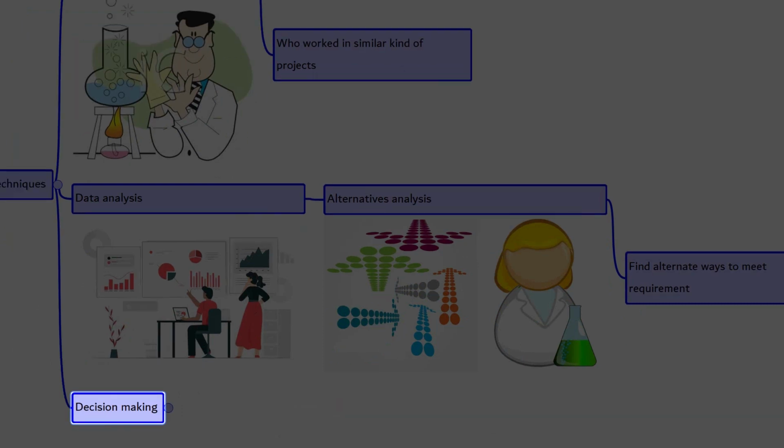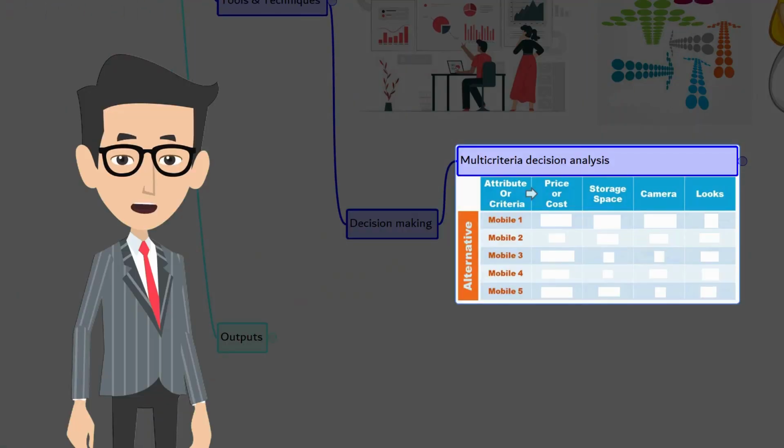The next is decision making. Here we have multi-criteria decision analysis. I hope you remember our earlier discussion on multi-criteria decision analysis. In that example, we discussed choosing the right mobile that meets our requirement by giving different weightage to different requirements.